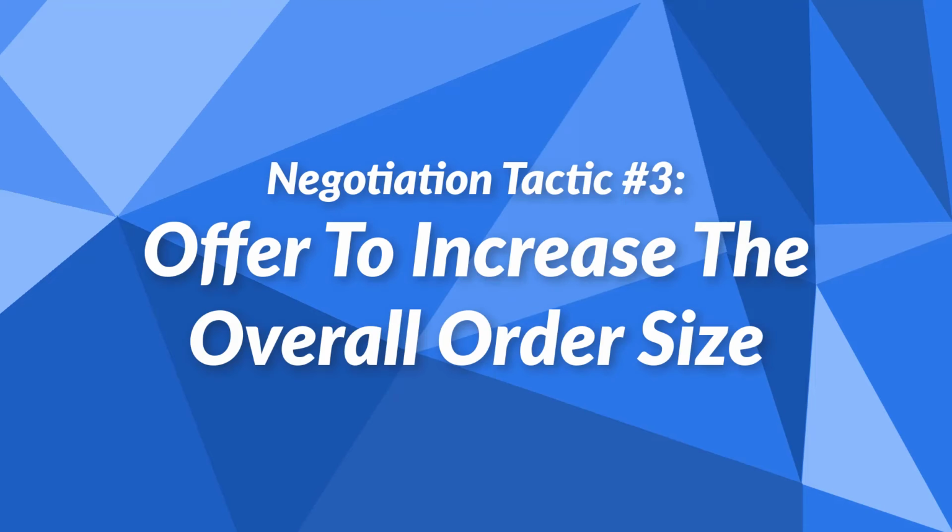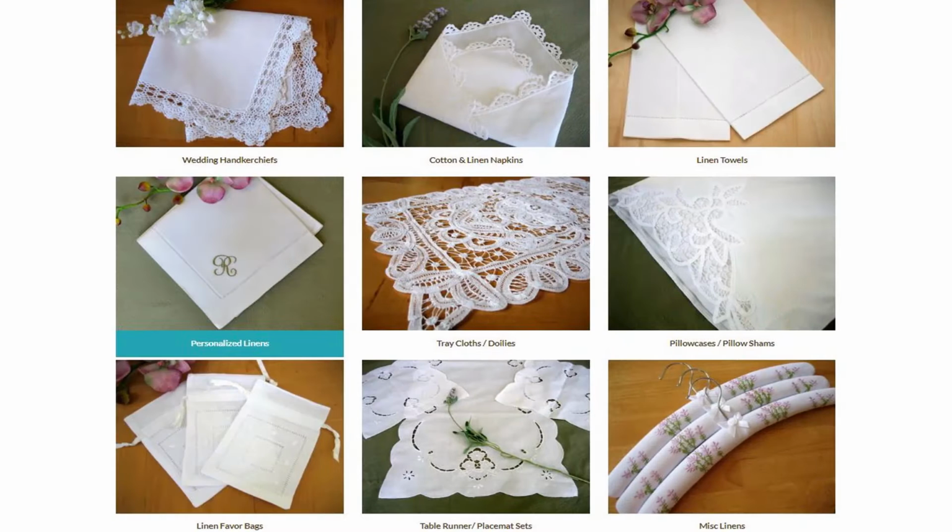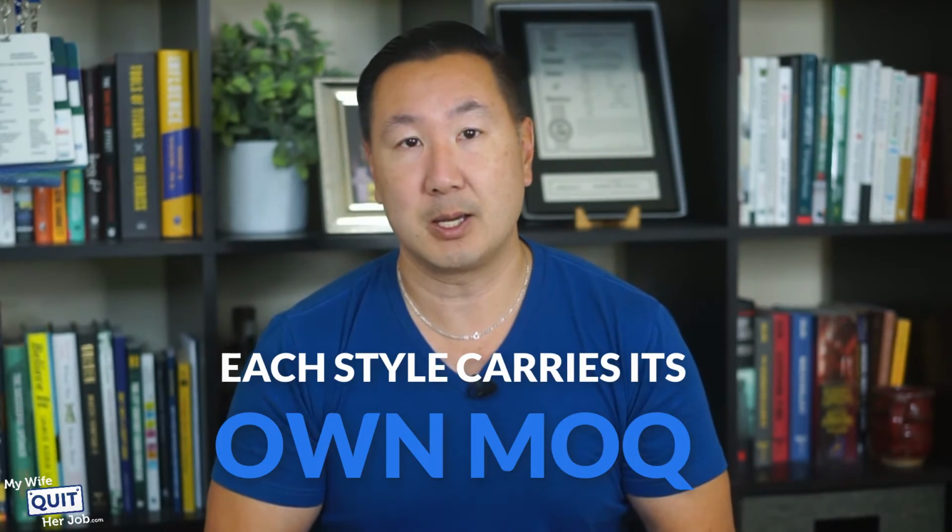Here's negotiating tactic number 3, offer to increase the overall order size. Now, this strategy is generally more applicable if you're trying to purchase many different styles of the exact same product. Now, with my company, we often purchase our handkerchiefs in a variety of different colors, but in general, each style carries its own MOQ.